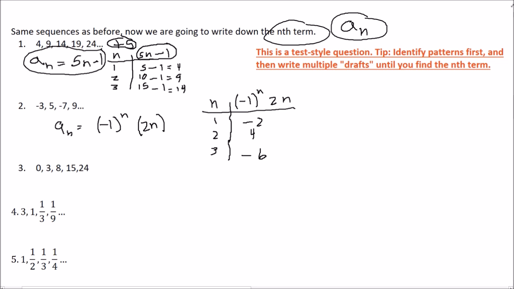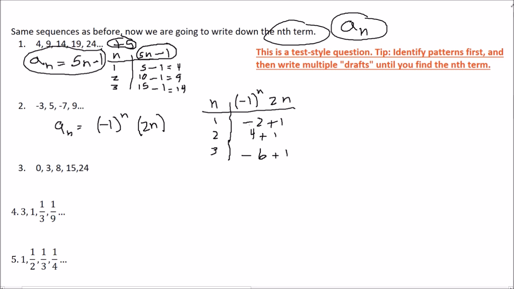Okay, so how am I going to fix this so that I can get a -3, 5, -7, and 9? So what's wrong with these numbers? They're all just a little bit too small. So what if I added 1 to each of them? Plus 1, plus 1, plus 1.